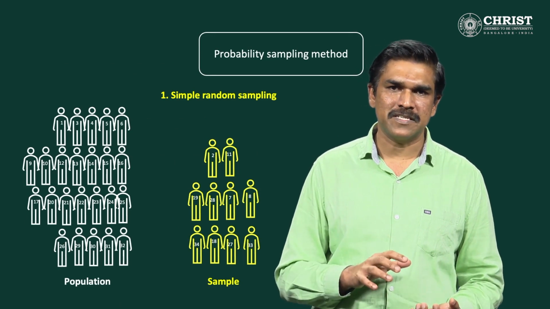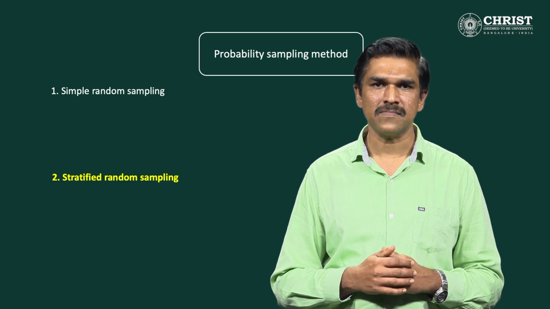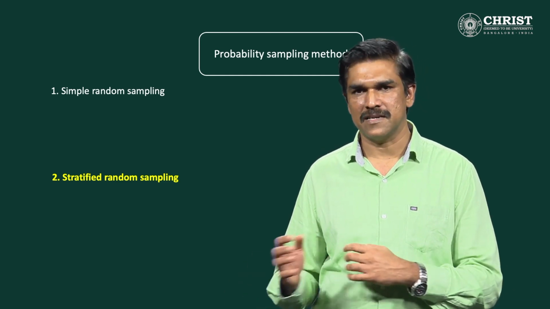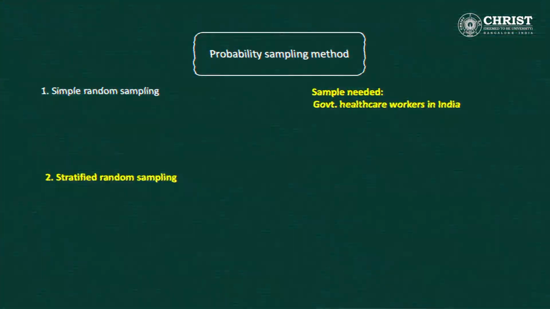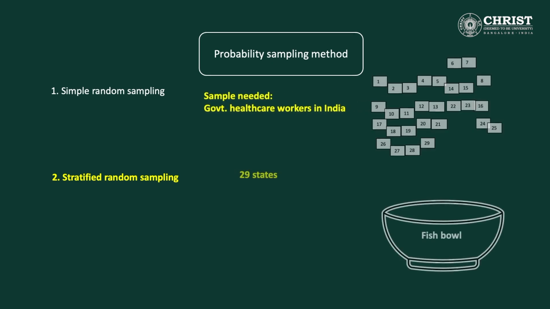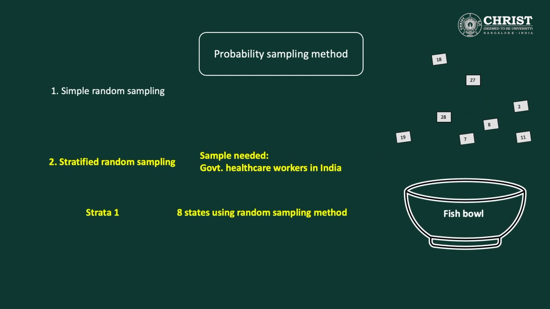Another type of probability random sampling method is the stratified sampling method. We will use it if we need a representative sample based on strata. For instance, we would like to have a sample of government health care workers for our next research, and we need a sample representing the whole of India. First, we may conduct a simple random sampling to choose the states in India using a fishbowl technique. Imagine that we chose 8 states. This is the first strata.